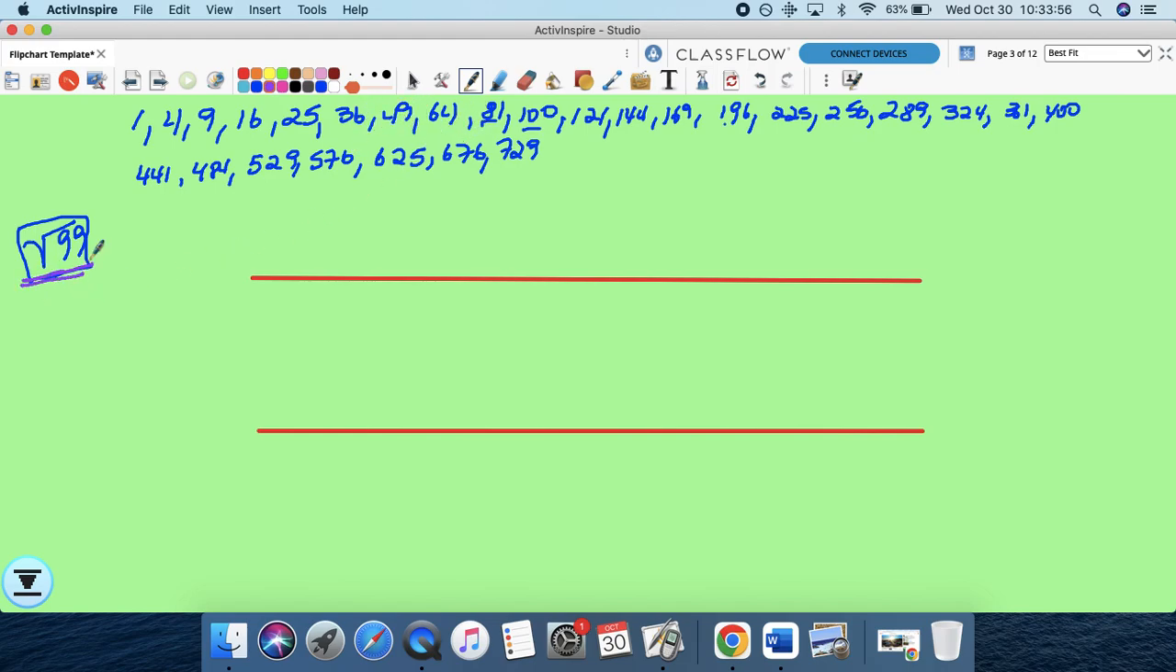And the square root of 99 lies between these two perfect squares, 81 and 100. So let me write square root of 81, and square root of 100 over here. Now, we know the square root of 81 is 9, so I'm going to put a 9 right on here, and square root of 100 is 10. Step 2 is to put square root of 99 on the top number line.